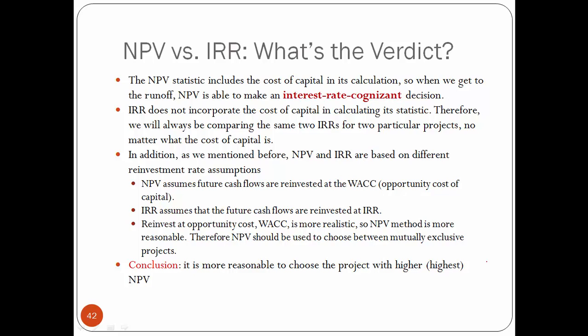NPV assumes that future cash flows are reinvested at the WACC, which is the weighted average cost of capital. And IRR assumes that the future cash flows are reinvested at the IRR. We have to say that reinvesting at the WACC is more realistic than assuming that the future cash flows can be reinvested at the IRR. So the NPV method is a little bit more reasonable. Therefore, NPV should be used to choose between mutually exclusive projects. So the general conclusion is it is more reasonable to choose the project with higher NPV according to the actual cost of capital the company is facing.